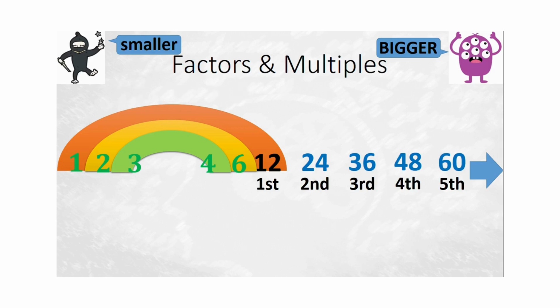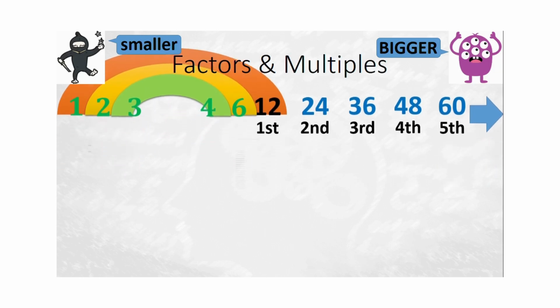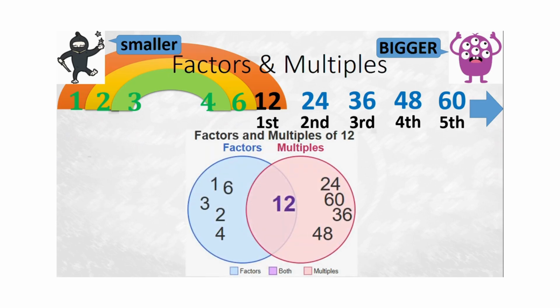So here we have the factors of 12: 1, 2, 3, 4, 6, and 12, and the multiples of 12: 12, 24, 36, 48, 60, etc., etc. We can show factors and multiples with a Venn diagram. The red circle is the multiples of 12: 12, 24, 60, 36, 48, and the blue one is the factors: 1, 6, 3, 2, 4, and also 12. So notice that 12 is a factor of 12, and 12 is a multiple of 12.